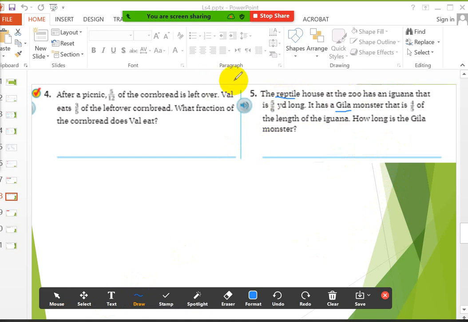Okay, so how long is the Gila monster? How long? So the length will be the multiplication between the length of the iguana and the ratio here of the length of the Gila monster. Okay, so I will choose, maybe Jenna will help me to find the simplest form for the multiplication before multiplying.